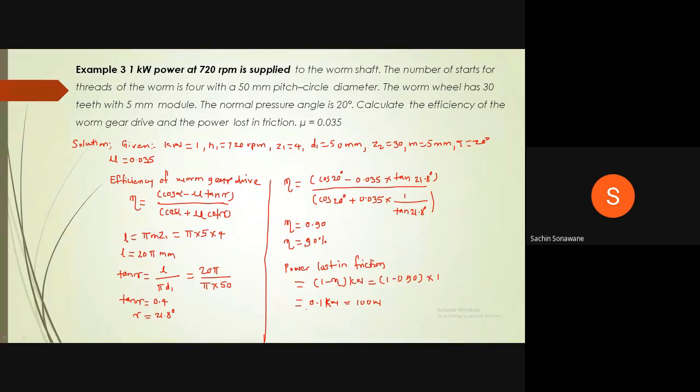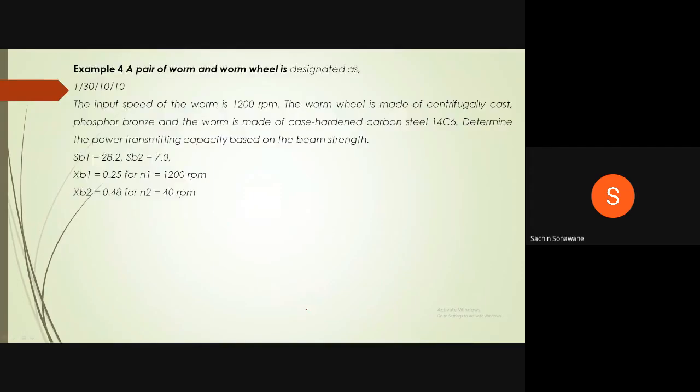Okay, I think you have written. Now we will see example 4. Please write down this example 4. A pair of worm and worm wheel is designated as 130 10 10. The input speed of the worm is 1200 rpm.